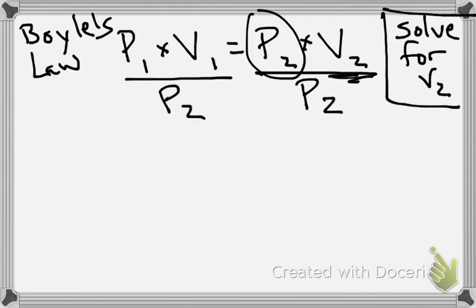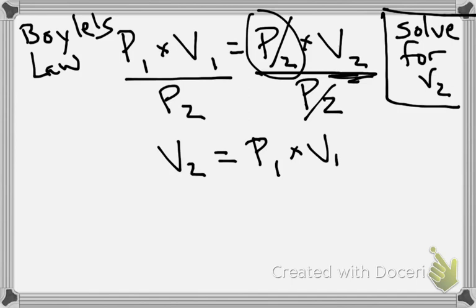And then on the right side of the equation over here, we notice that since P2 appears on the top and the bottom of the fraction, we can cross that out. So we eliminate it. So what we end up with is V2 is equal to P1 times V1 divided by P2.